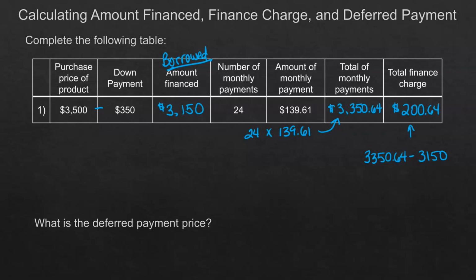Okay, now if we look at the deferred payment price, we take that total monthly payment, right? The total of the monthly payments, 3,350.64, and then we add the down payment of 350. So the total amount, or the deferred payment, would be 3,700.64. It's also the total amount that we spent, right? Because we had this amount that we borrowed plus our down payment, and then we had to pay interest. So altogether, that would be our deferred payment price.